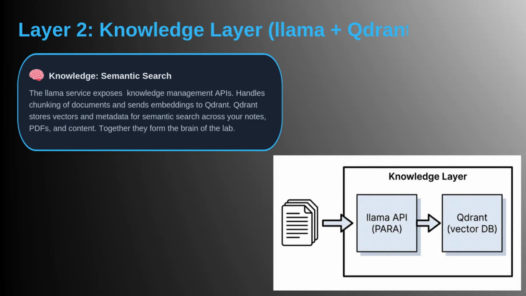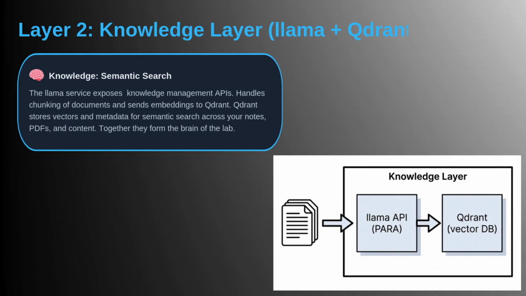When new content arrives, things like notes, PDFs or transcripts, the Llama service handles chunking those documents into smaller pieces and then calls the embedding model in the model layer. The resulting embeddings, together with metadata, are stored in Qdrant, the vector database. Qdrant is what makes semantic search possible. It lets the system find relevant chunks of information, even when the exact words don't match the query. Combined with the PARA structure in the Llama service, this layer turns raw documents into something much closer to navigable knowledge.